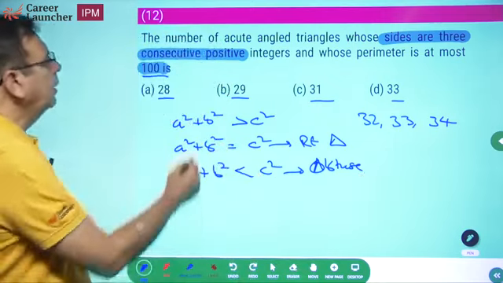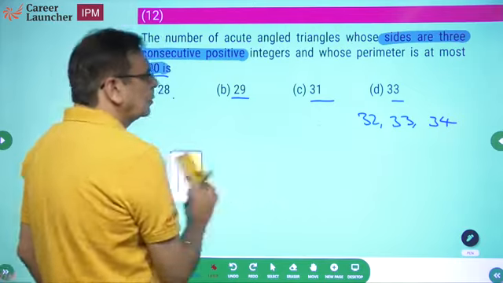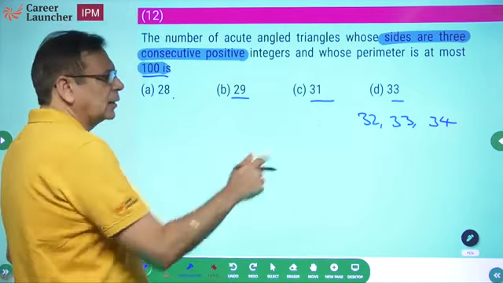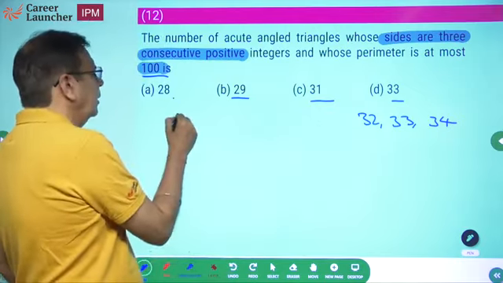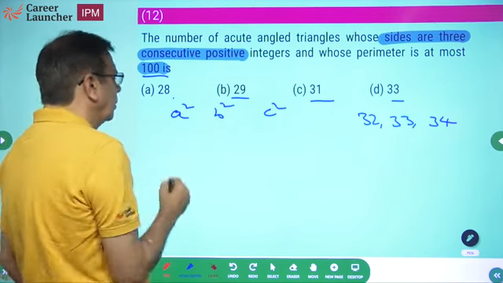Okay. So we want acute angle. So this is what we need to look at. So let's start checking out. Let's start checking out. Start with the smallest. We know the upper limit already. Okay. So a, b, a square, b square, c square is what we need to see.